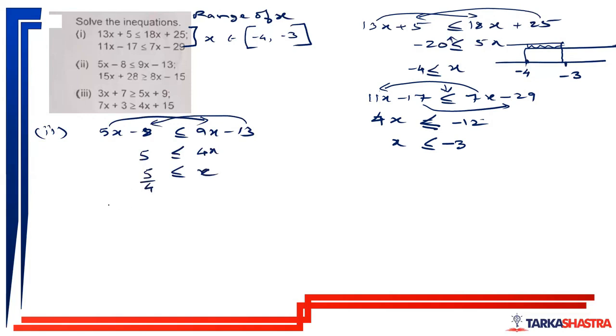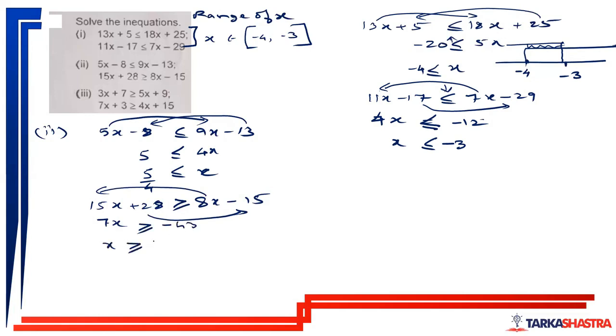Next thing is 15x plus 28 should be greater than or equal to 8x minus 50. So 8x, if it comes here, remains 7x. 28, if it goes here, becomes minus 28 minus 15, which is minus 43. So x is greater than or equal to minus 43 by 7.